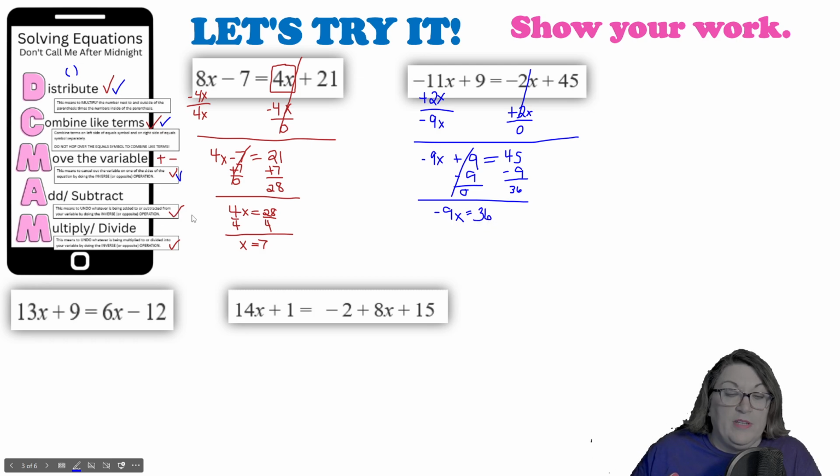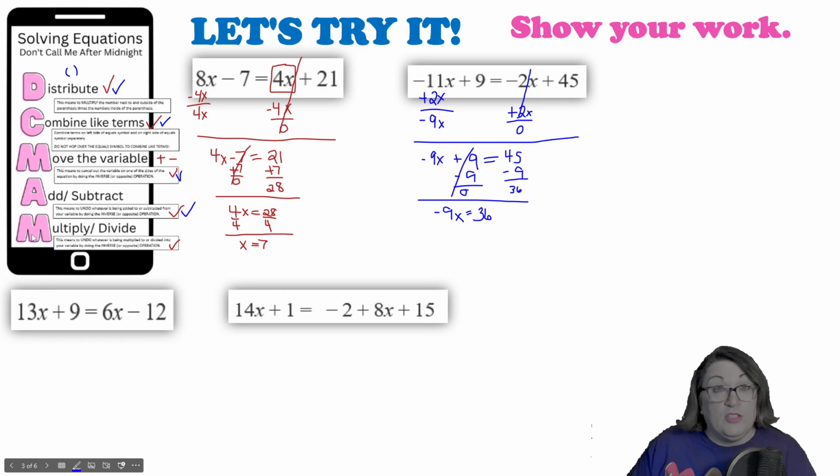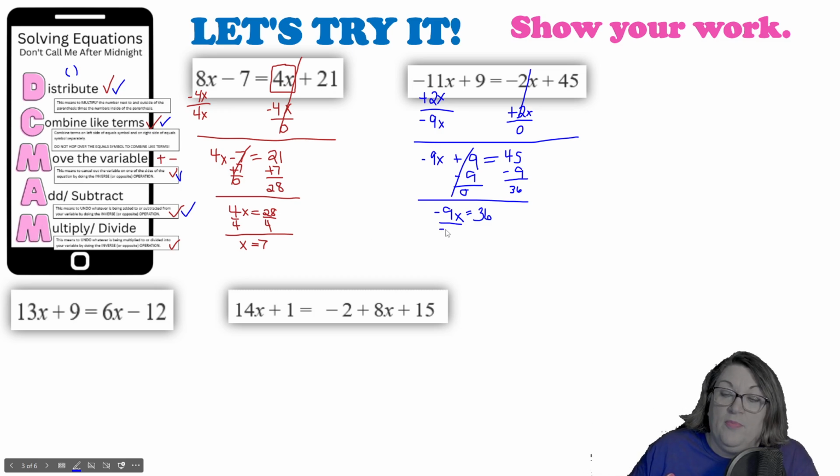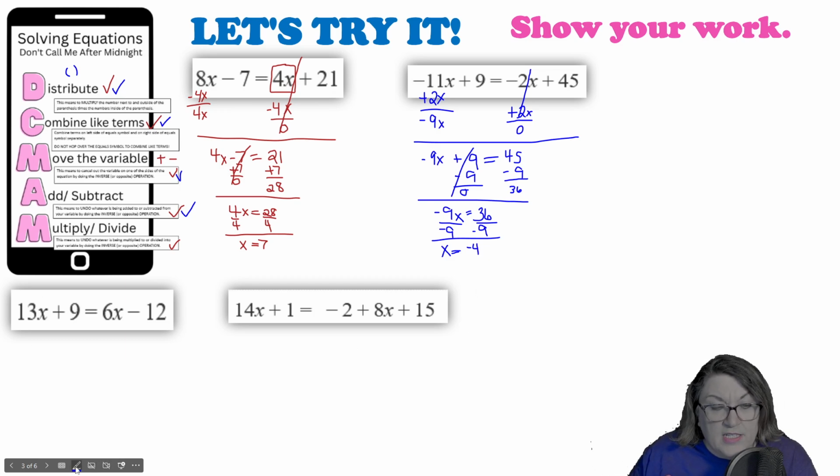And the last step, we did this step. So now the last step is multiply, divide. And since the negative 9 is being multiplied times my variable, I'm going to divide on both sides of the equals. Negative 9 divided by negative 9 gives me 1x, which is what I want. And 36 divided by negative 9 is negative 4. So there's our answer for the second equation. Now we're going to change colors and go to the next one.